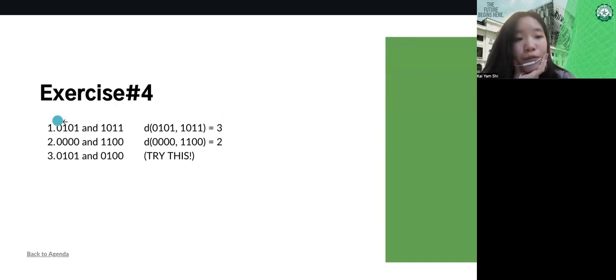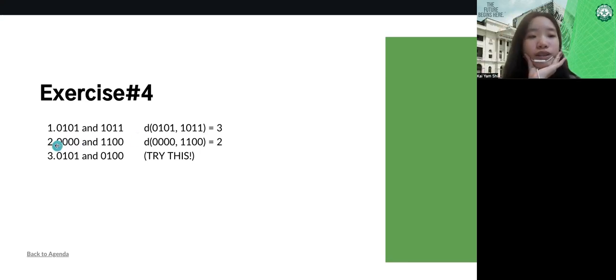For number 1, we have this code word of 0101 and the second code word of 1011. Comparing them, we have a Hamming distance of 3. How did we get 3? We compared 0 first with 1 and it is different, so we have 1. Then we compare 1 to 0, the second bit, and it is another difference. For the third, we compare 0 to 1 and we have another difference. For the last, since 1 and 1 are the same, we only have 3.